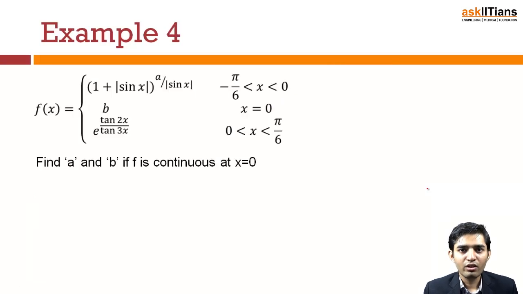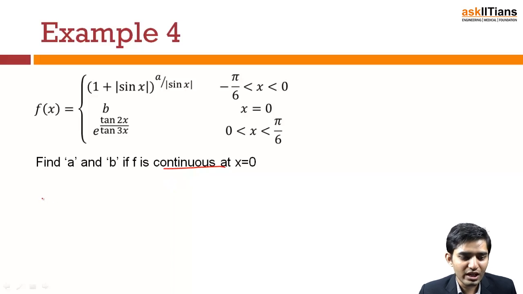Okay, now let's solve the next example. Now here f(x) is given, right? The definition of the function changes at x equal to 0. It is also given that we need to find the value of a and b if f(x) is continuous. Here it is already mentioned in the question that f(x) is continuous at x equal to 0. f is a continuous function at x equal to 0.